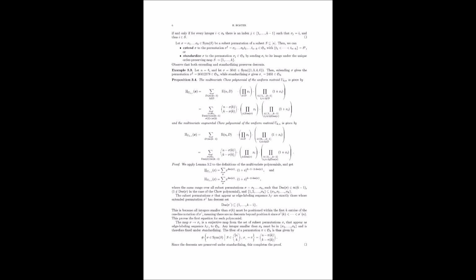Exactly. And she doesn't stop there. She gives us not one, but 3 different ways to express the Chow polynomial. Oh, wow. Each offering a different perspective on its structure. Okay. But before we get ahead of ourselves, let's make sure we're all on the same page. Can you give us a quick refresher on uniform matroids and what these Chow polynomials represent?